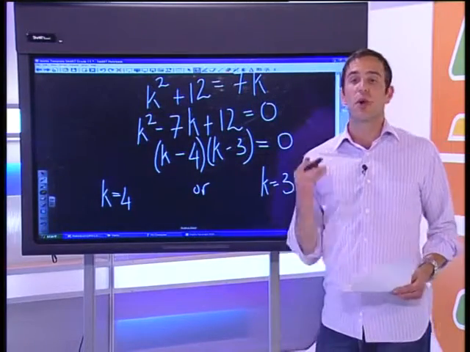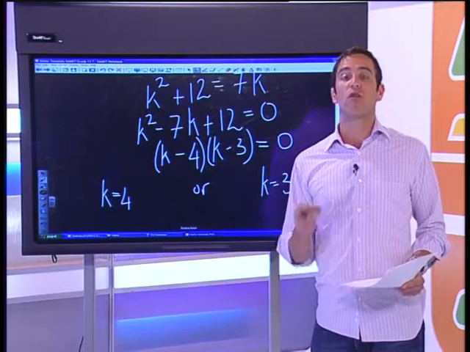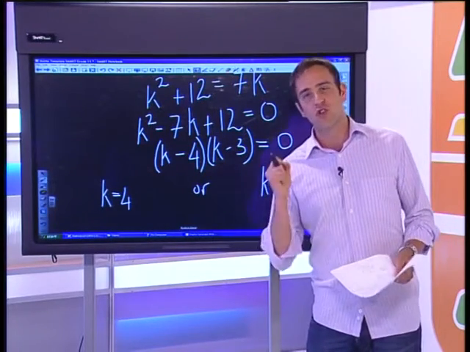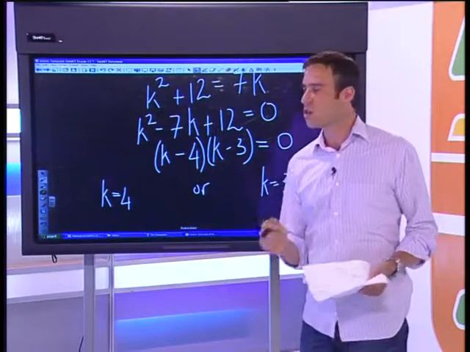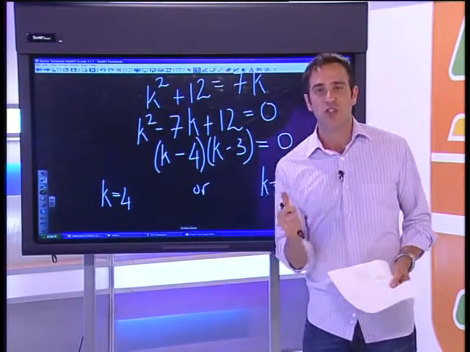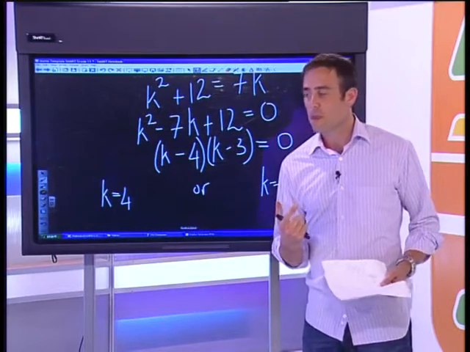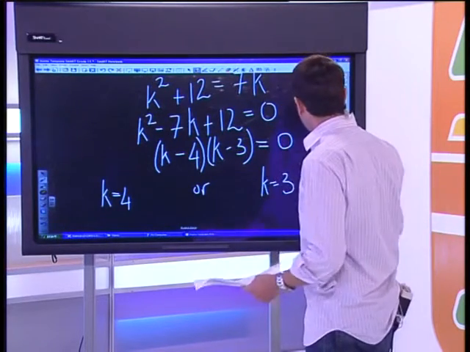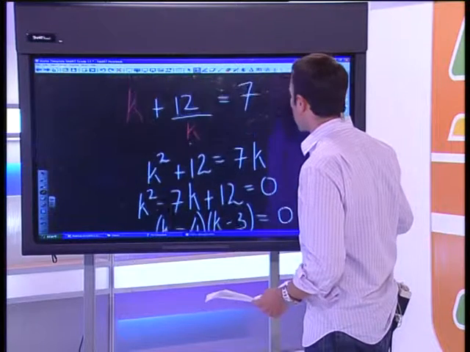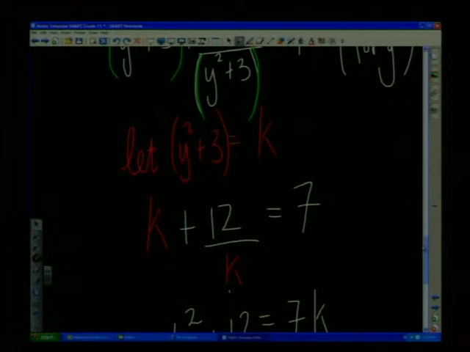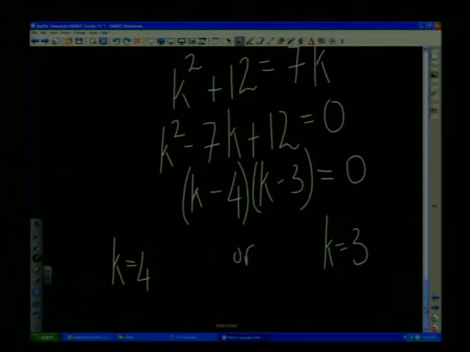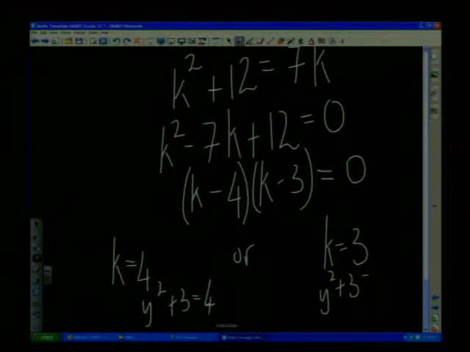But this question did not ask me to solve for k. I just used k because that's the trick. It's one of my tools that I can use to answer questions like this. I now need to finish this question and solve for x, or y in this case. What was my k? I wrote it down, and you should always write it down for your examiner. I said k is y squared plus 3. So now I substitute back. So I end up with y squared plus 3 equals 4. Or I've got y squared plus 3 is equal to 3.